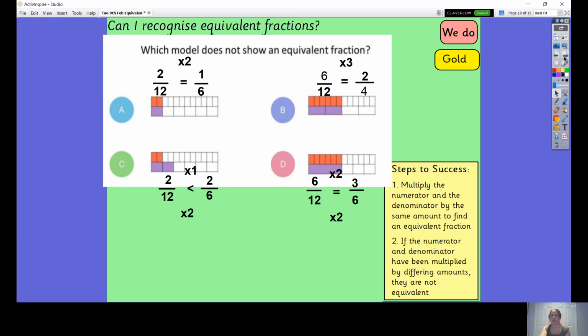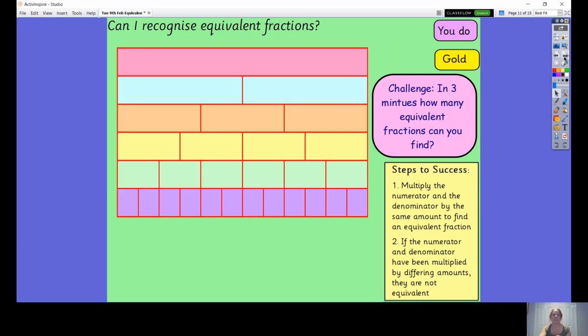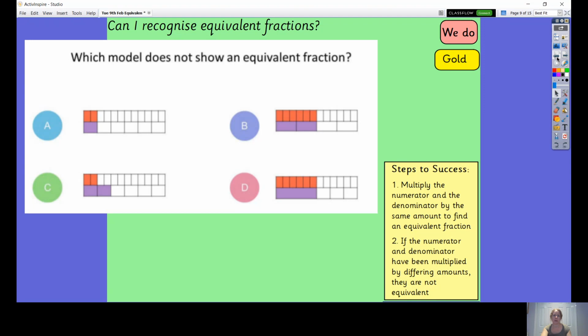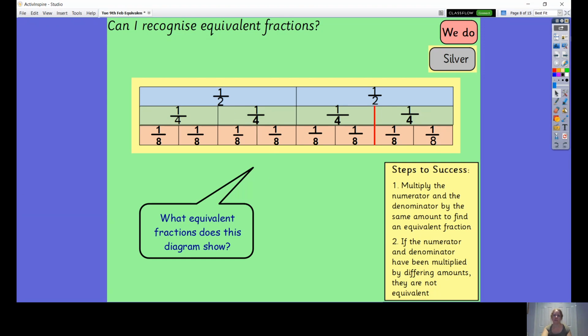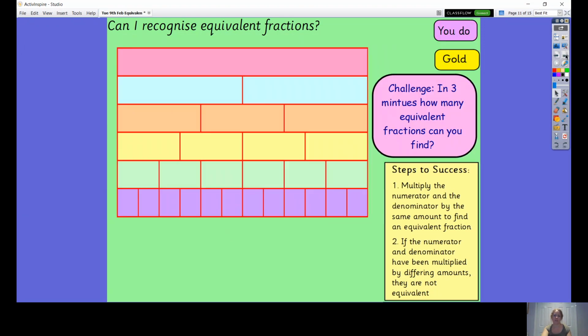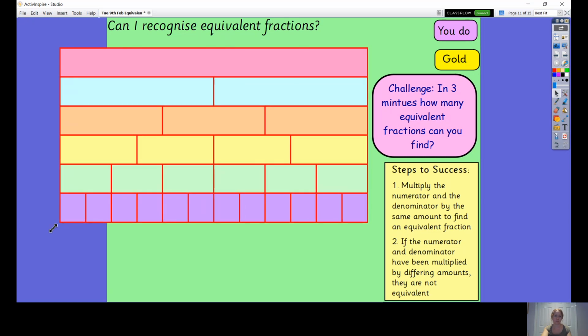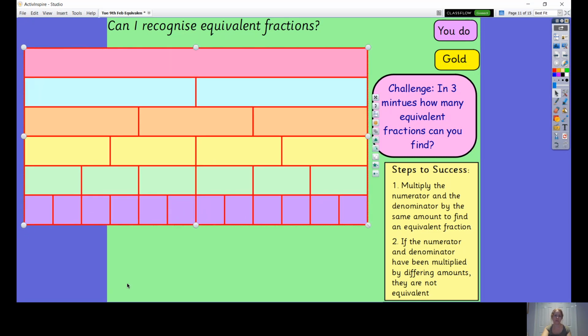Okay, moving on. Challenge yourself for 3 minutes. How many equivalent fractions can you find? Just like we did on the earlier slides, I'll take you back to this one. When we did this one, write down all the equivalent fractions that you can find using this fraction wall here. Okay, so pause and off you go.